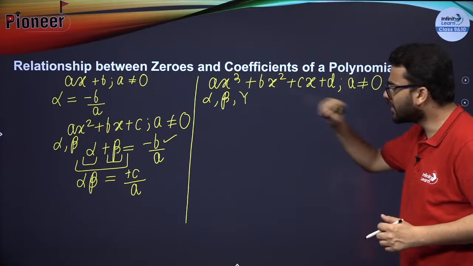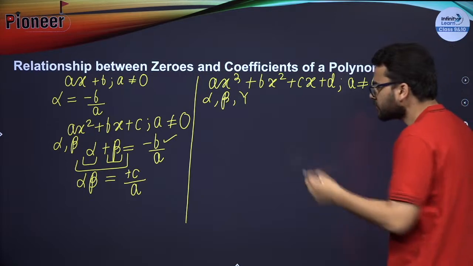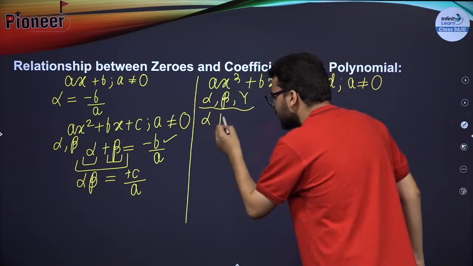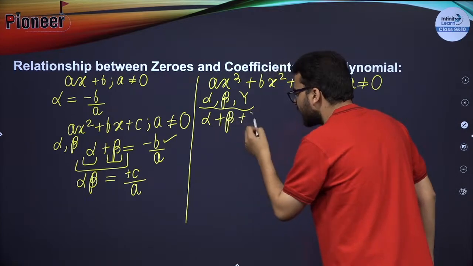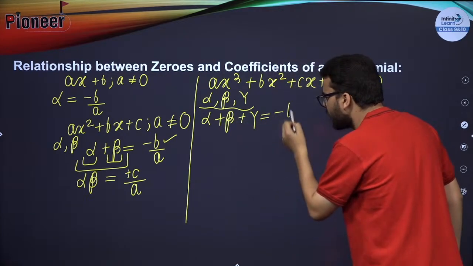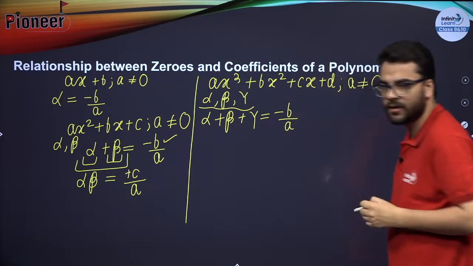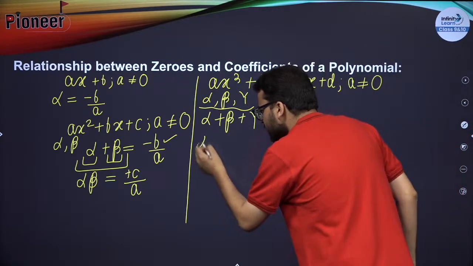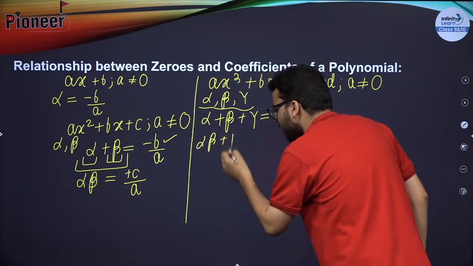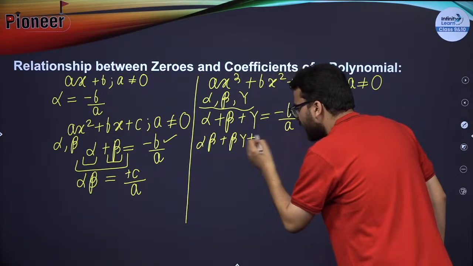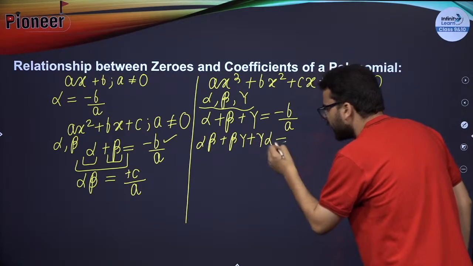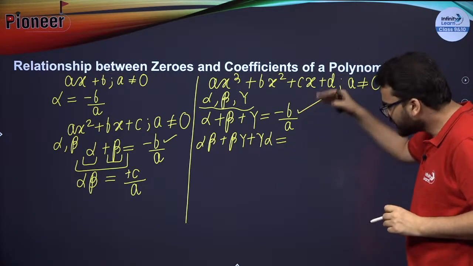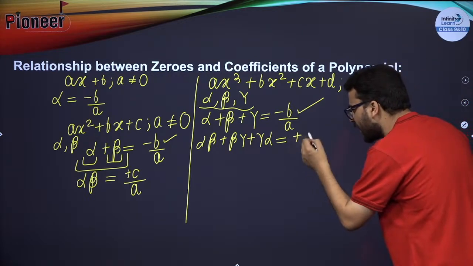Okay, so you have got this. What is the pattern? Take sum of zeros taking 1 at a time. It will be every time minus b by a. You got it? Now what is happening over here? We can take sum of zeros taking 2 at a time, like this: alpha beta, beta gamma, and then you have got gamma alpha, right? This is the pattern. So you see, this is minus b by a, change the sign to plus c by a.